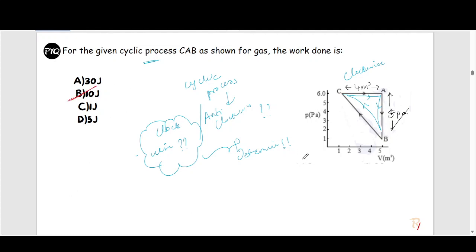Okay, first understand, second graph, third sign, fourth applying formula, fifth required answer.